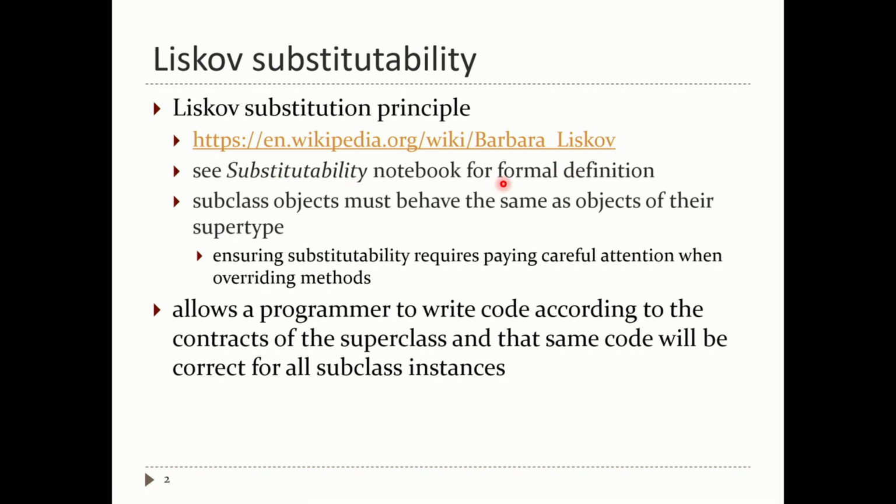There is a formal, mathematical definition of this, but I don't care about the mathematical definition. What this principle basically says is that a subclass object must behave the same as objects of their supertype, not just the immediate supertype, but all of the supertypes. Ensuring that your subtype objects are really substitutable for your supertype objects requires that the programmer pay very careful attention when they override methods in the subclasses.